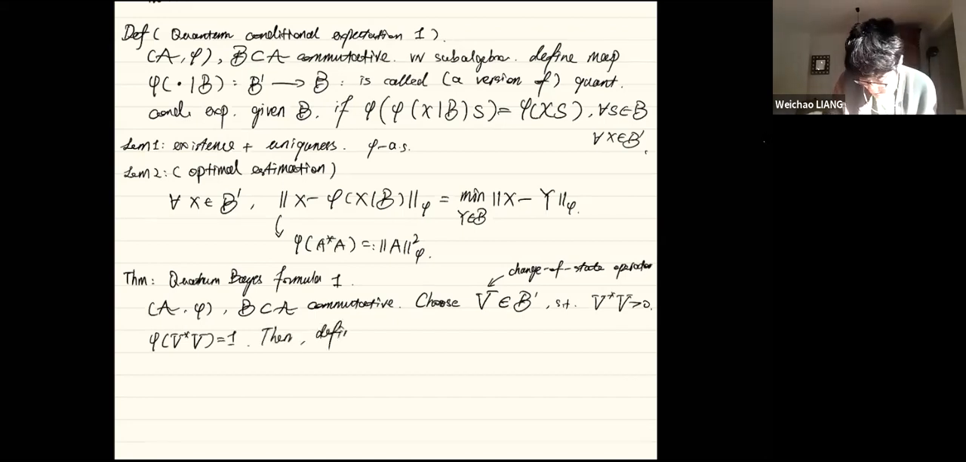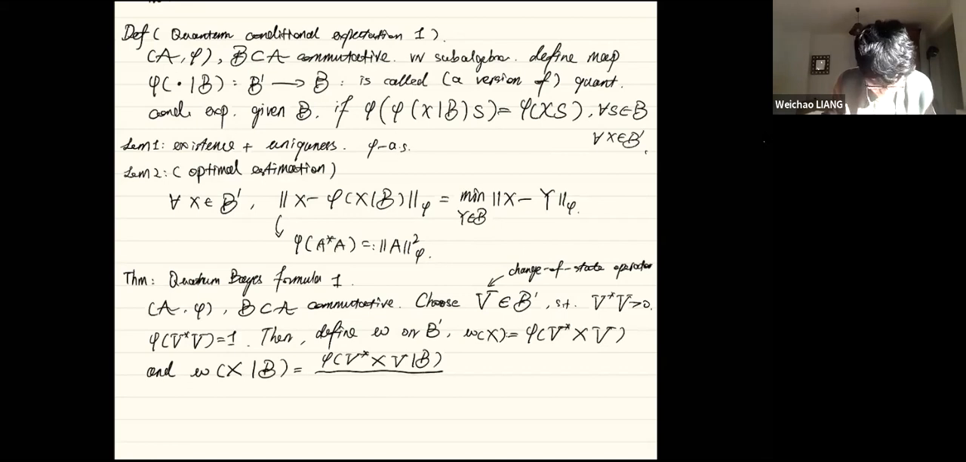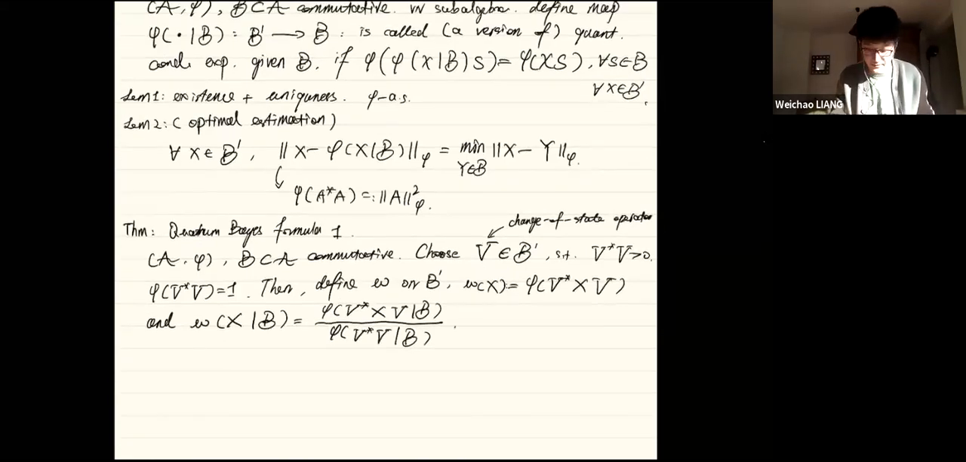Then we can define a new normal state, omega, on the commutant of B, by this expression. And the omega of x, the conditional expectation, satisfies this relation. We can see that this one is very similar to the classical Bayes formula. Okay, I'll give a sketch of the proof and just show it for the second part.